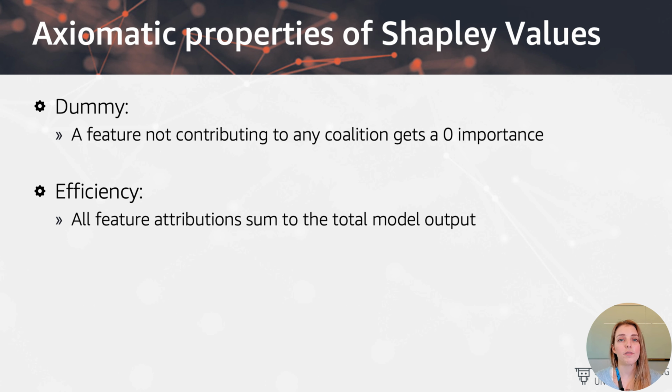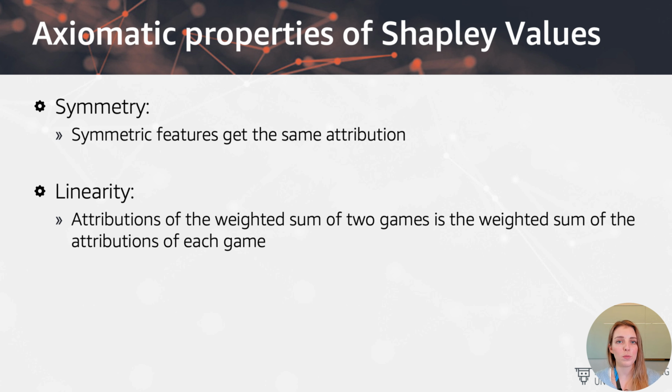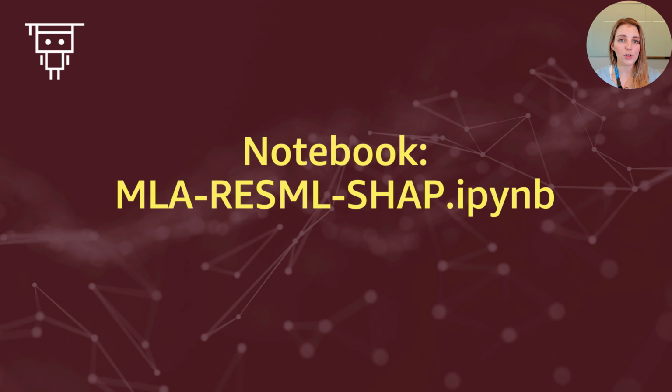First one being that a feature that does not contribute to any coalition should get a 0 importance value. Secondly, all feature attributions must sum up to the total model output. Next, we also need to meet symmetry, where symmetric features get the same attribution. And finally, we also have the axiom of linearity, where the attributions of the weighted sum of two games is the same as the weighted sum of the attributions of each game. So Shapley values follow these axiomatic properties. And we're going to look at Shapley values or Shap values in a notebook now.